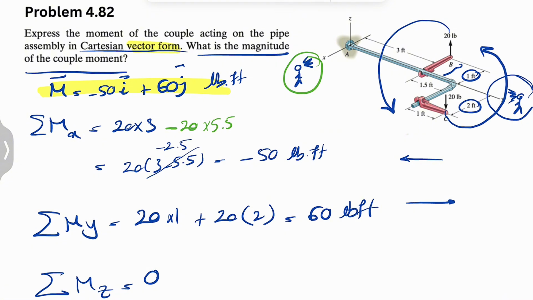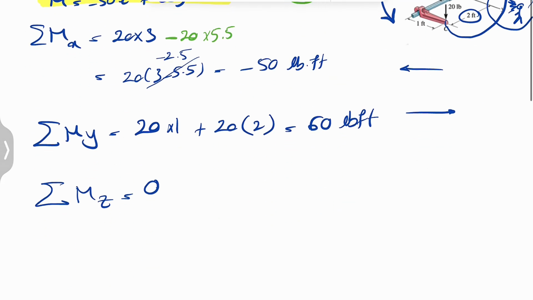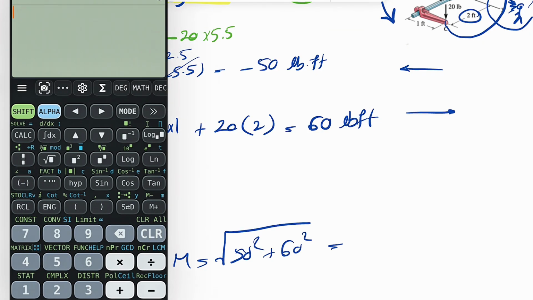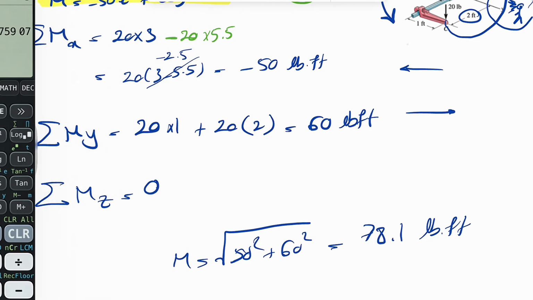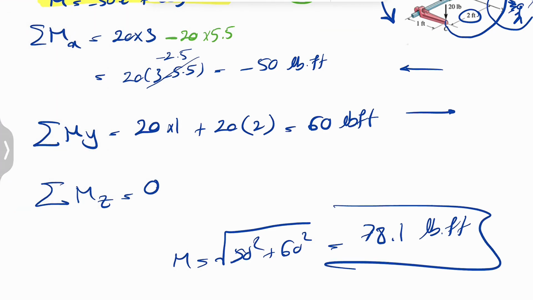In the second part, we are asked to find the magnitude, which is the square root of 50 squared plus 60 squared. Let's see what we get for this. Square root of 50 squared plus 60 squared, and that's going to be 78.1 pound-foot for the magnitude, the second part of the question.